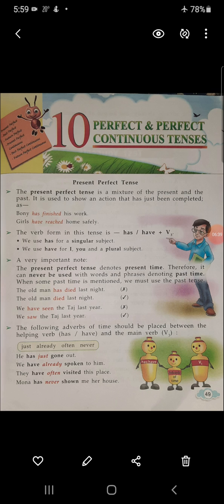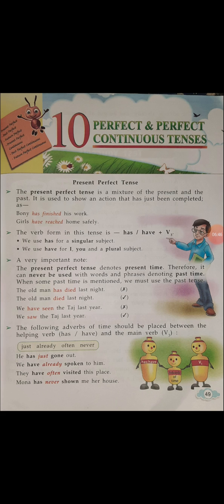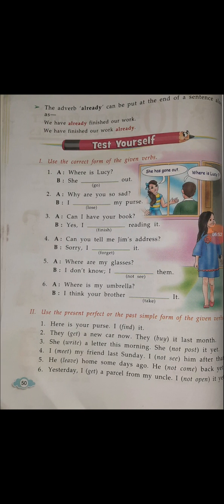Just is between has and gone, the helping verb and the main verb. So we are using the adverb between the two verbs. And the adverb already can be put at the end of a sentence also, as in: we have already finished our work. We have finished our work already.